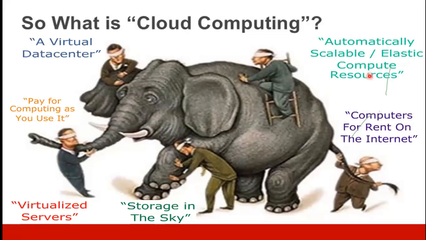If one user requests, it scales up; 2 users, 100 users, 1000 users, 1 lakh users, it scales up automatically. If users reduce, it automatically scales down. So based on user requests, it provides a service. So there are six concepts: virtual data center, pay for computing as you use it, virtualized servers, storage on sky, computers for rent, and automatically scalable.